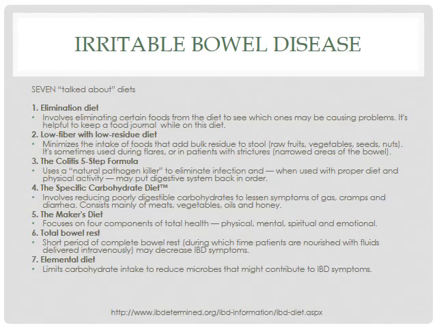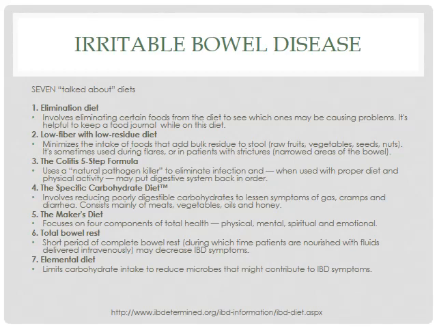Third, the colitis 5-step formula uses a natural pathogen killer to eliminate infection and, when used with proper diet and physical activity, may put the digestive system back in order. The specific carbohydrate diet is next. This involves reducing poorly digestible carbohydrates to lessen symptoms of gas, cramps, and diarrhea. It consists mainly of meats, vegetables, oils, and honey. Next, we have the Maker's Diet. This focuses on 4 components of total health: physical, mental, spiritual, and emotional.